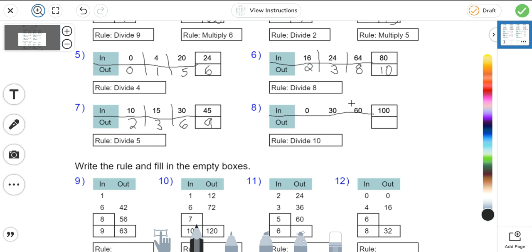On to number 8. 0 divided by anything is 0. 30 divided by 10 is 3. 60 divided by 10 is 6. And 100 divided by 10 is 10.